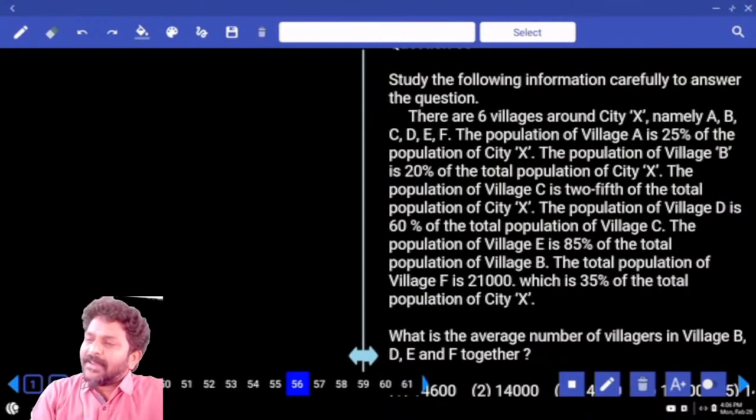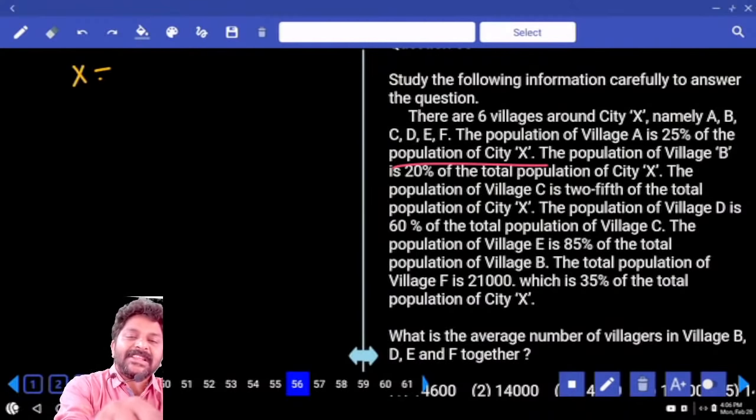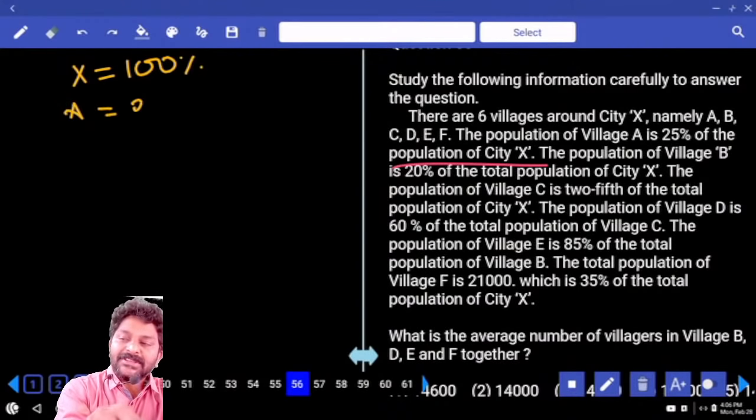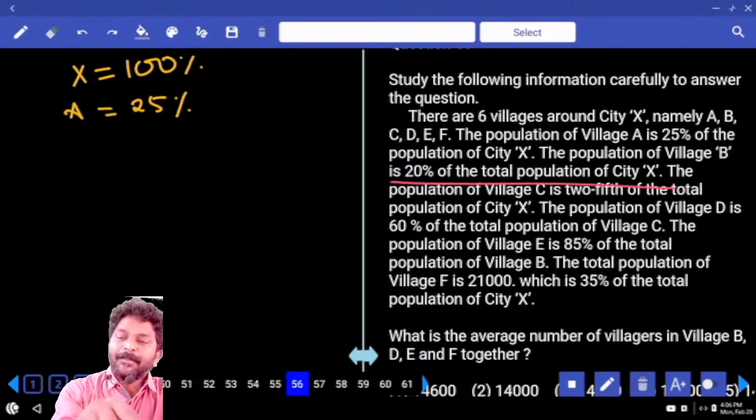The population of village A is 25% of the population of city X. So let there be city X whose population is 100%. A population is equal to 25%. Total population of B is 20% of the population of city X, which is 20%.